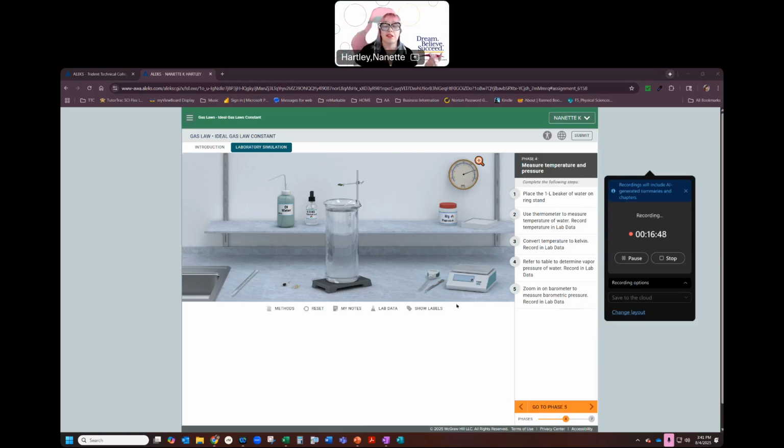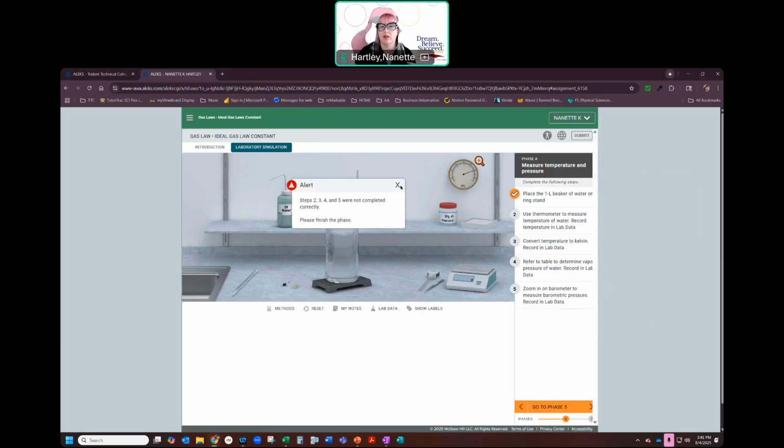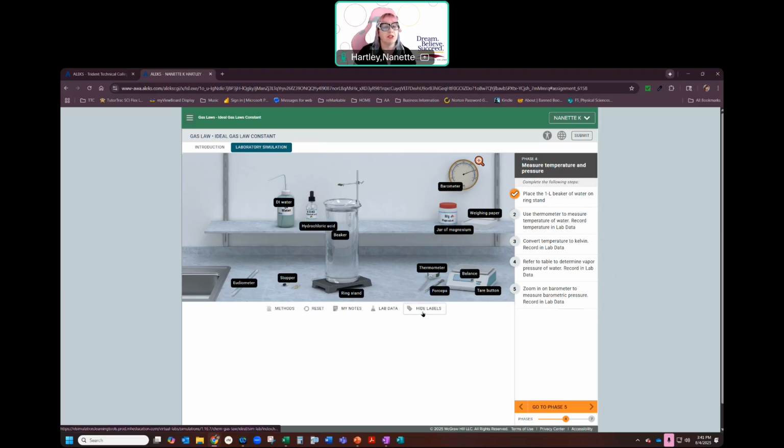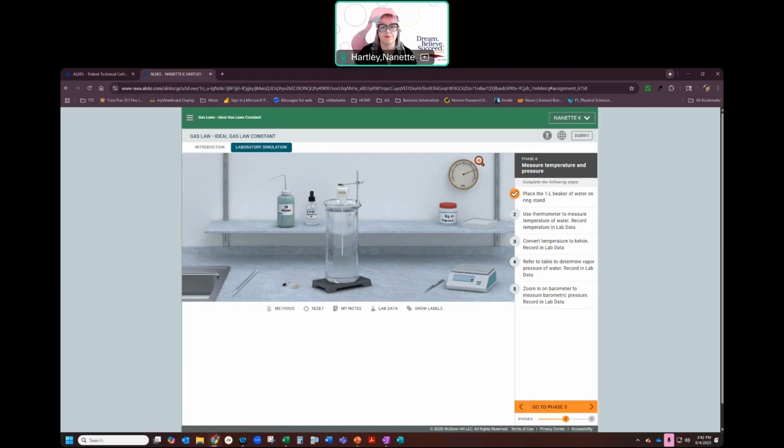And this is where I got stuck again. I got to this place, and I'm supposed to use the thermometer to measure the temperature of the water. I went, okay, I need to go pick this up, but I can't pick it up. So I went to show labels because I thought this was the thermometer. I thought it was a mercury thermometer, and I was supposed to use that. That doesn't say thermometer. That says uniometer. This is the thermometer. Oh, my bad. So I'm supposed to pick this up instead.